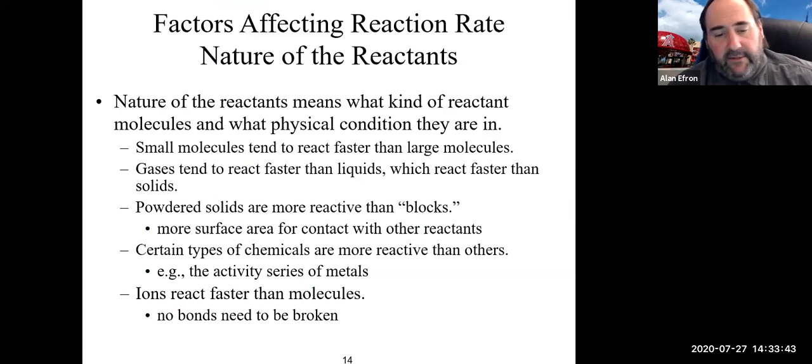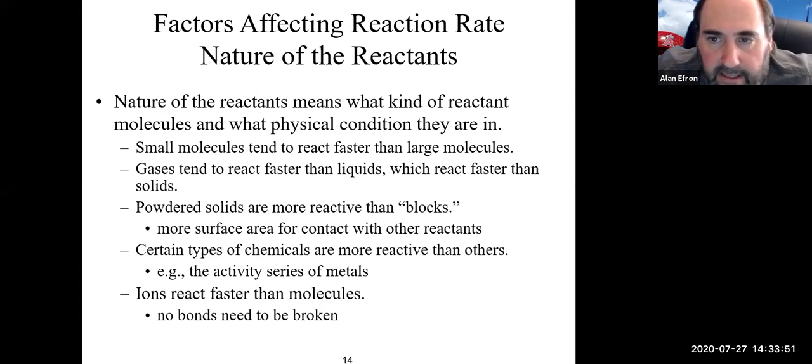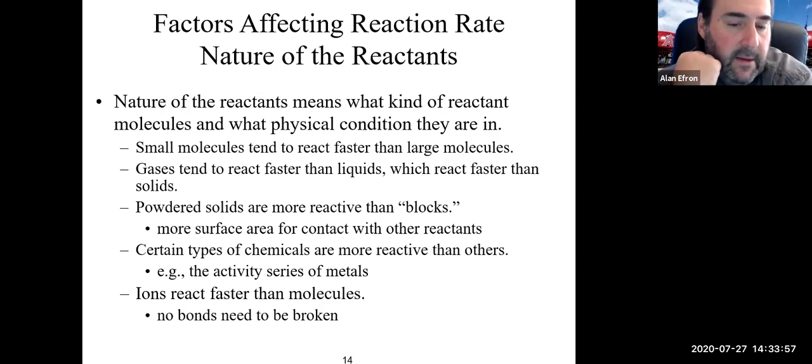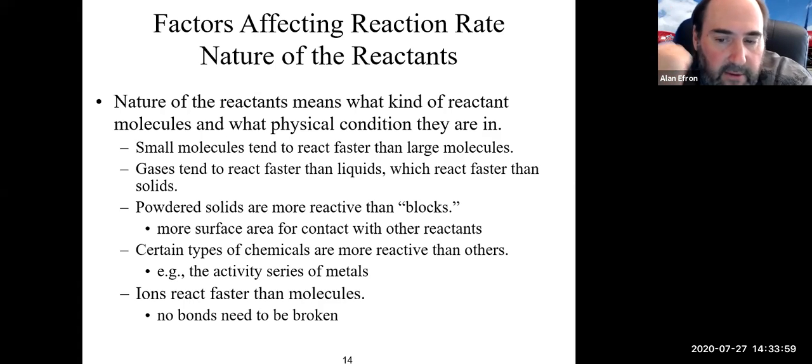So let's talk about some factors that do affect the rates of reactions. And some of these we will talk about as we go through this chapter. But for example, the nature of the reactants. What physical state they're in has a big effect on how fast or slow a reaction may proceed. Typically smaller molecules will react faster than larger ones. Again, smaller molecules can move around a lot faster. Gases would react a lot faster than liquids, and liquids would react a lot faster than solids.